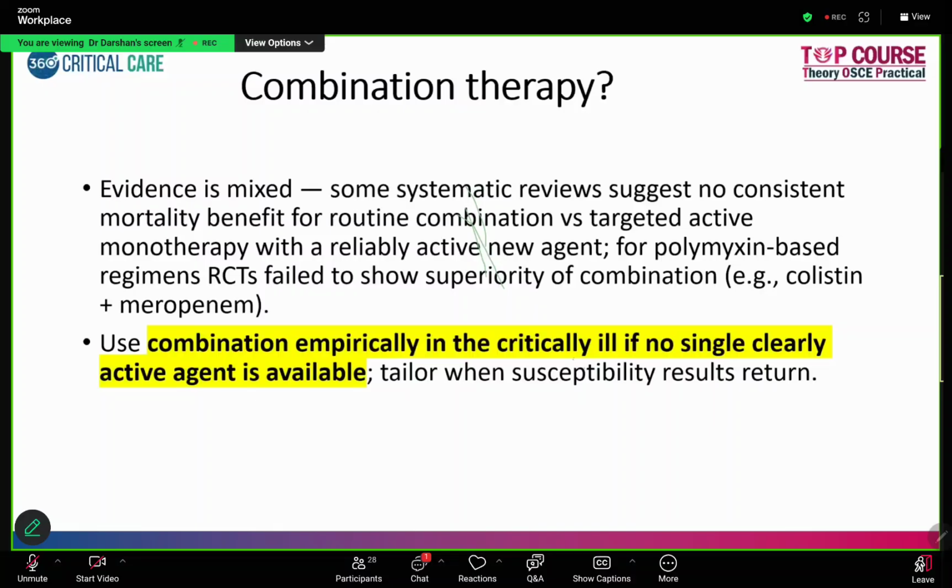Either it is polymyxin B, or you can think about the use of colistin. We know that for urine, colistin is a very good drug of choice. Elsewhere we can use polymyxin. So this is the role of combination therapy in CRE. I hope I'm clear.